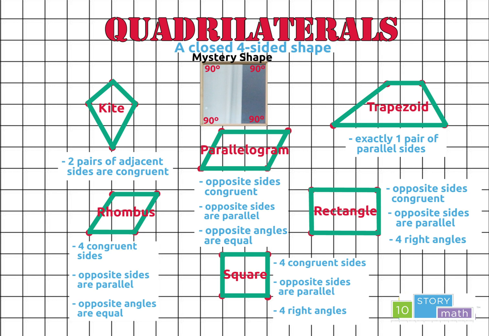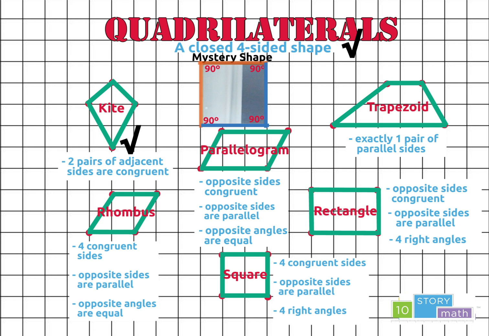Let's use the shapes and properties on the grid like a checklist, starting at the top with quadrilaterals. Our mystery shape is a closed 4-sided shape, so yes, it's a quadrilateral. Let's move to kite. 2 pairs of adjacent sides are equal. Well, these adjacent sides are equal, and these adjacent sides are equal, so yes, it also qualifies as a kite.